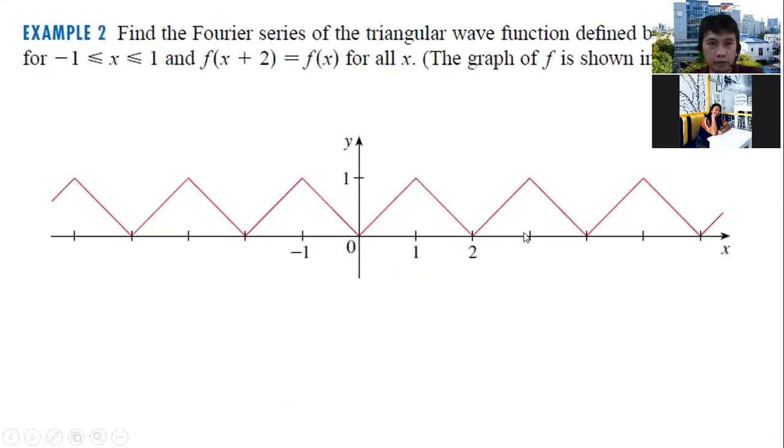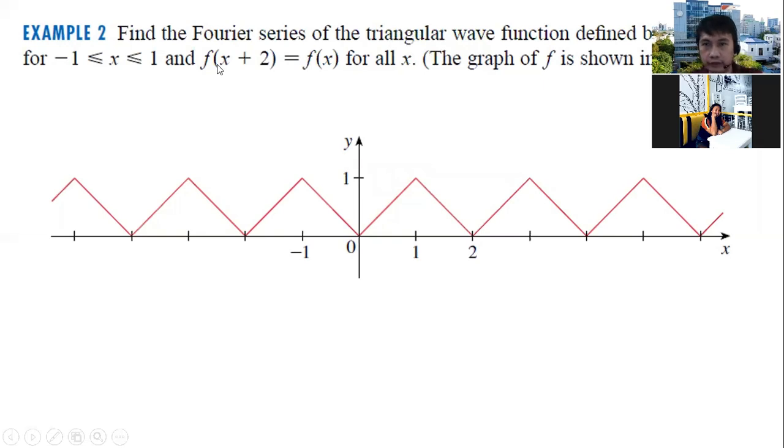Okay, so for example, our task here is to find the Fourier series of this triangular wave function defined by f of x equals the absolute value of x, for which they're given here the domain from negative 1 to 1, and f of x plus 2 equals f of x. So this 2 here represents the period, no? So the period represents one complete cycle. So this value 2 can be equated to the period p.